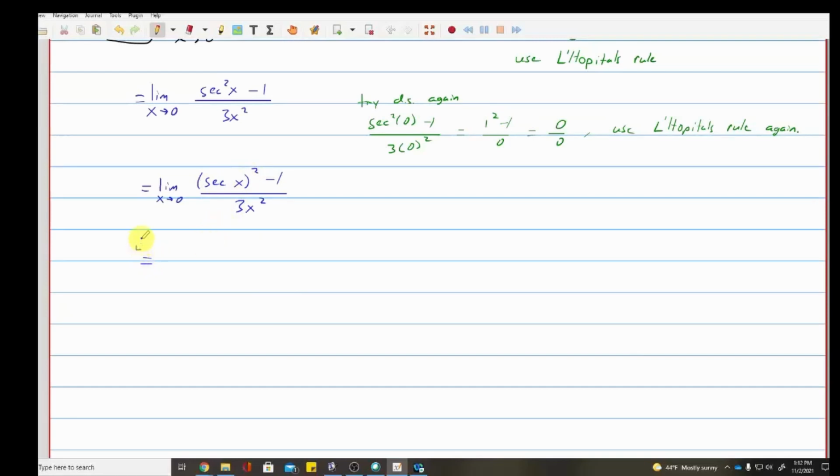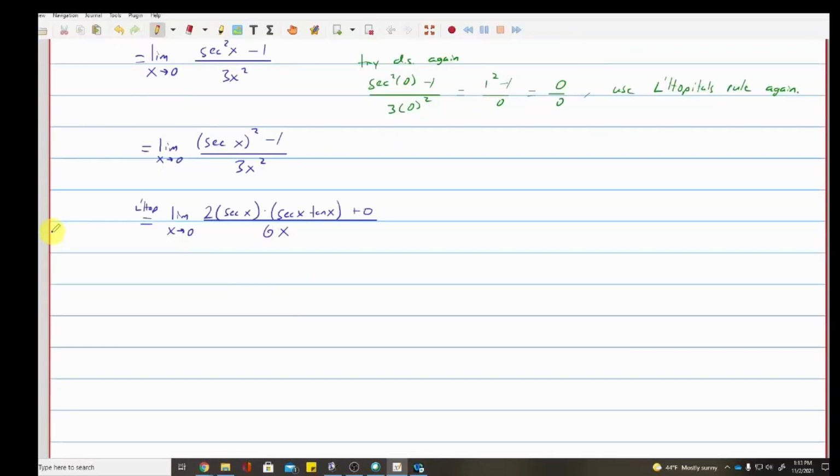So now I'm going to differentiate using L'Hopital's rule. When I differentiate secant of x squared, my outside function is stuff squared. So I get 2 times the inside function, which is secant x, to the power of 1. I won't write the 1. And then times the derivative of the inside stuff. The derivative of secant x is secant x times tangent x. The derivative of minus 1 is 0. So that's the derivative of the numerator. Now in the denominator, 3x squared, when I differentiate, I'm going to get 6x, right? The 2 comes down, and I lower the power by 1.